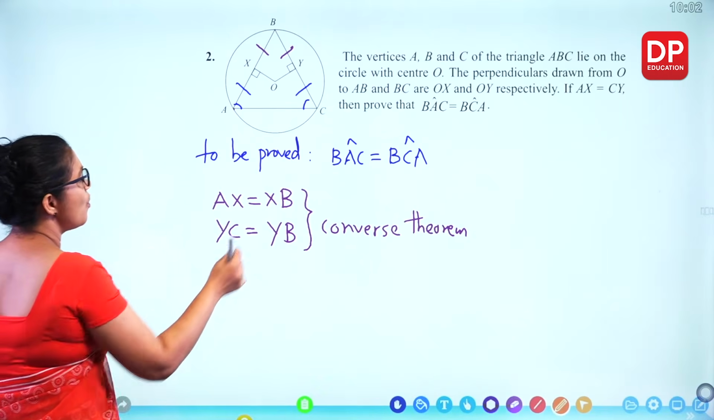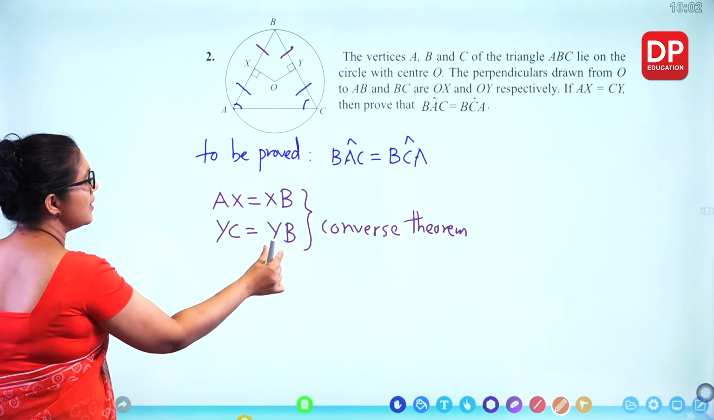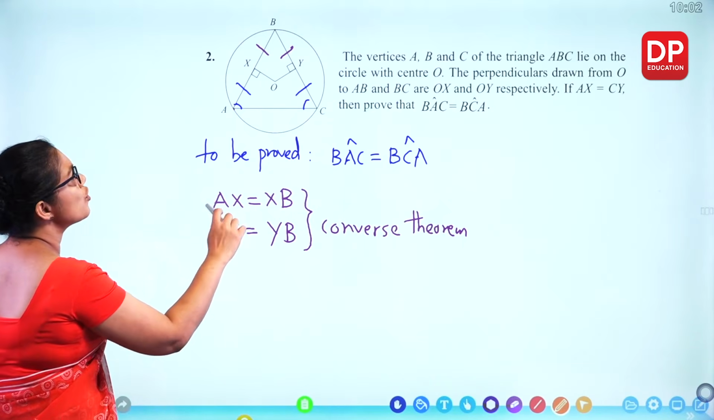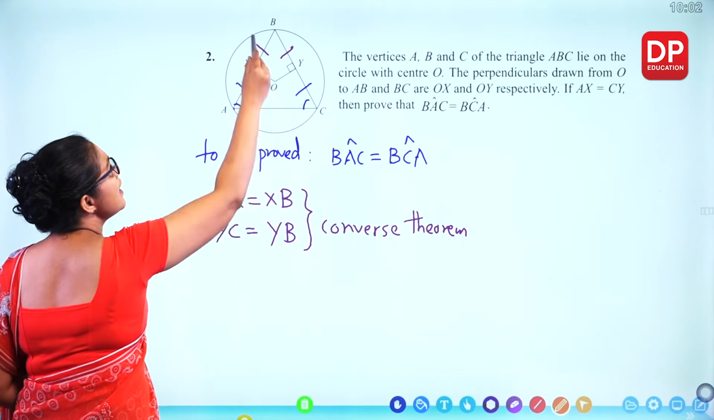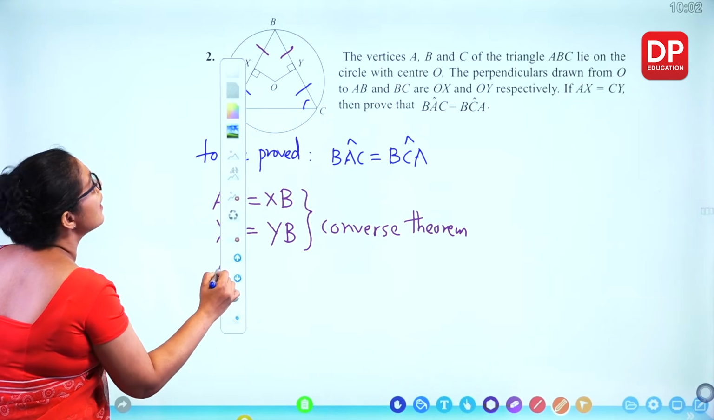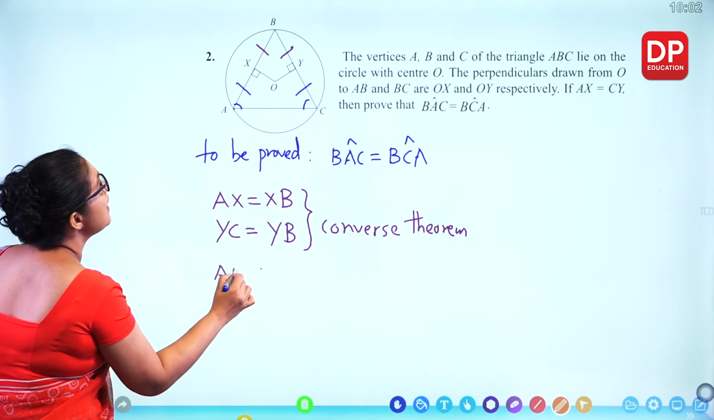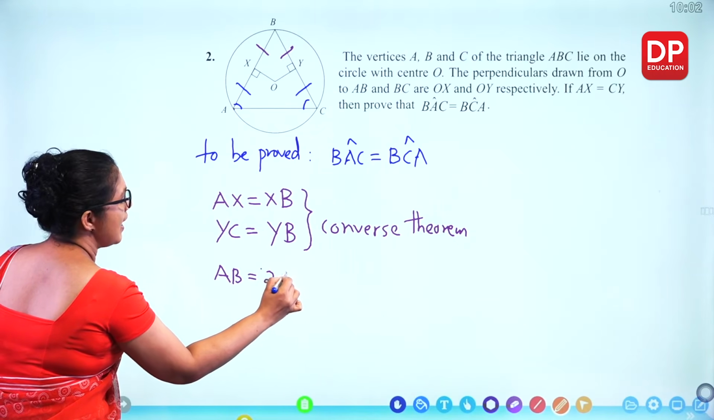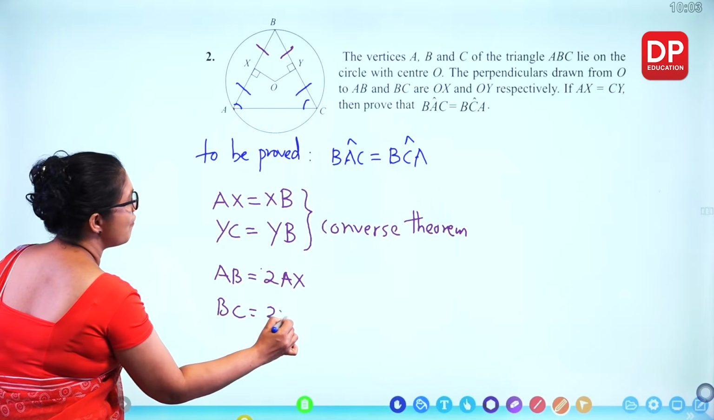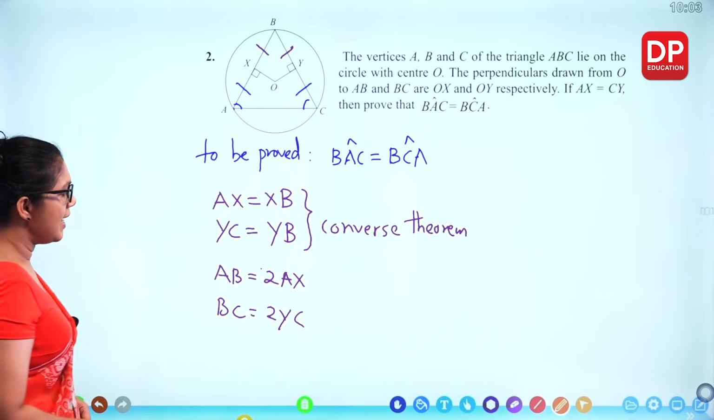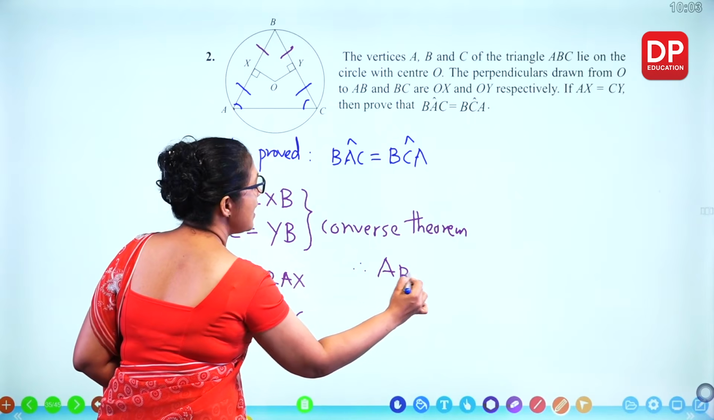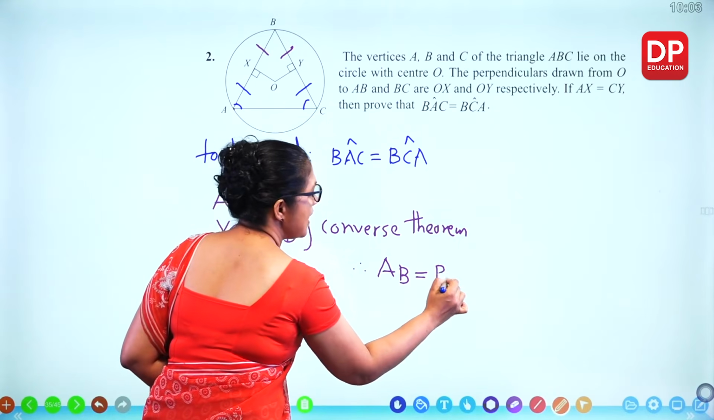But we know these two are also equal. So when this is equal to this one, when you multiply by 2, what can you see? AB is double of AX, BC is double of YC, and these two are equal. That means we can say AB is equal to BC.